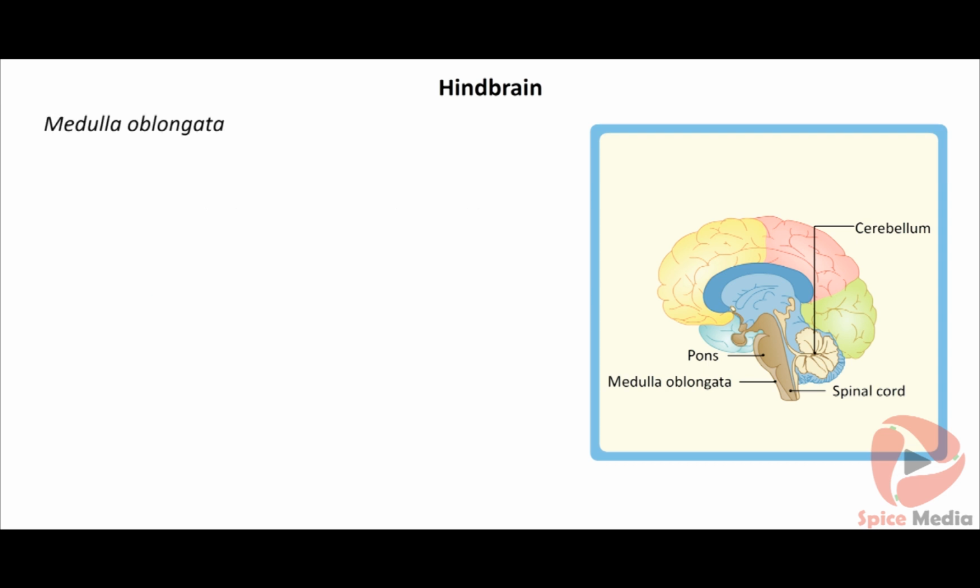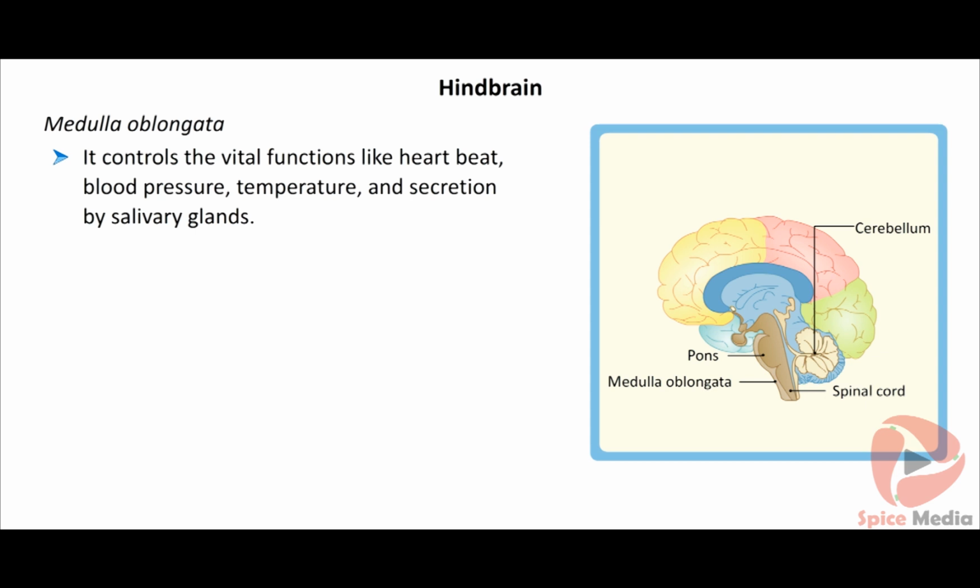Medulla oblongata has the white matter on the surface and grey matter in the deeper layers. It controls the vital functions like heartbeat, blood pressure, temperature, and secretion by salivary glands. The medulla oblongata continues as the spinal cord, so all the nerve fibers from the brain pass through the medulla oblongata into the spinal cord.